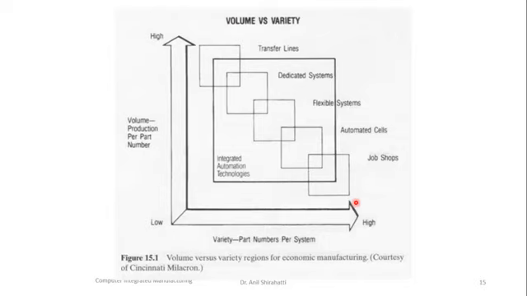Similar thing is explained by another graph, where you have the number of parts per system and the volume of parts production. This is the dedicated transfer lines, and this is the automated cell, and job shop production where the variability is more but the volume is less. So you can see a flexible system will try to come in between these.